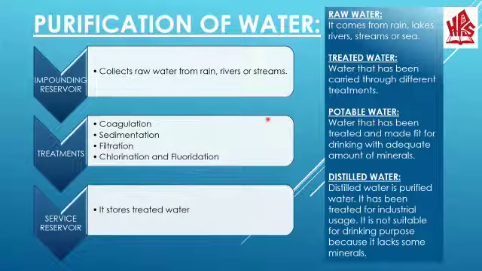Now here we need to note some important types of water. Number 1, raw water. Raw water comes from rain, lakes, rivers, streams, or sea. Treated water: water that has been carried through different treatments is known as treated water. The treatments may be coagulation, sedimentation, filtration, or any other. Potable water: water that has been treated and made fit for drinking with an adequate amount of minerals is known as potable water, that is fit for drinking.